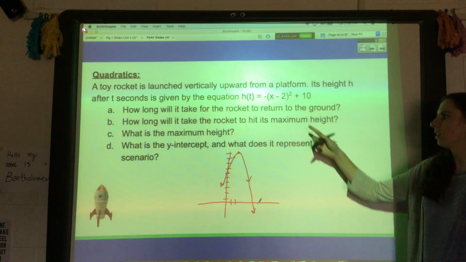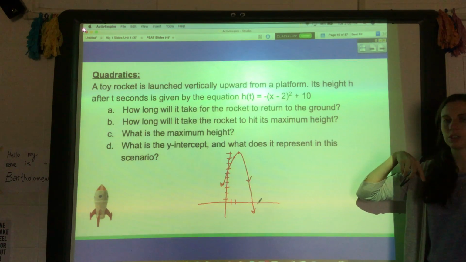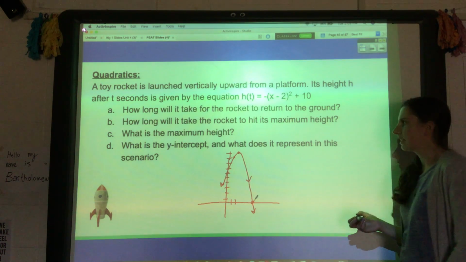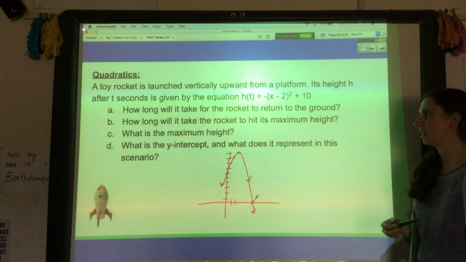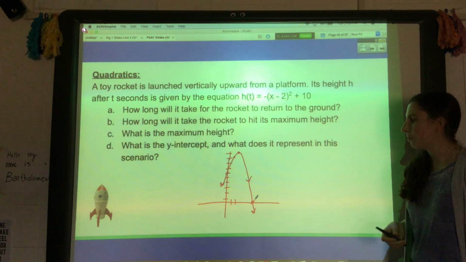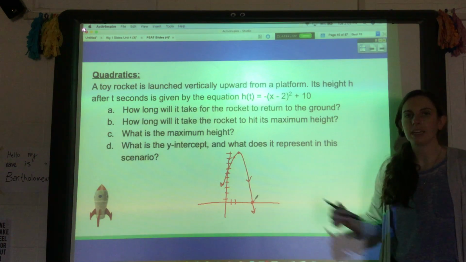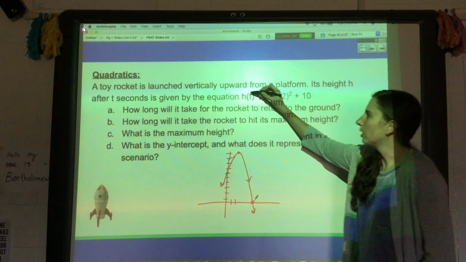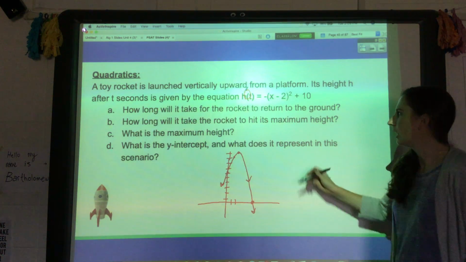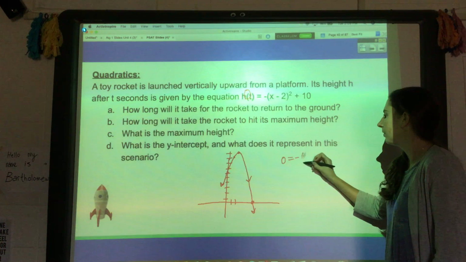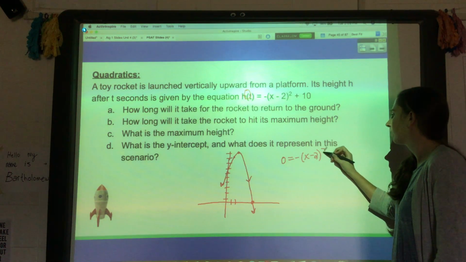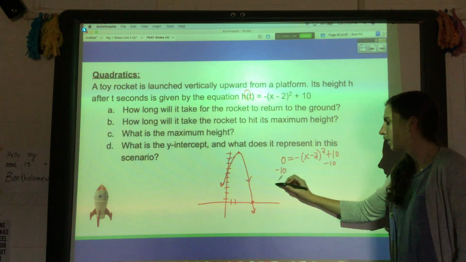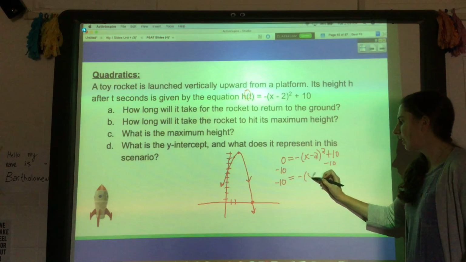The first question is, how long will it take for the rocket to return to the ground? That's going to be right here, where it hits the x-axis. Again, if you have a calculator, that's probably the easiest way to do it. But really I want to see where does y equal 0? And so one way to do this would be substitute a 0 in for y, or h of t, and solve it. So I could subtract 10 from both sides. So negative 10 equals negative (x minus 2) squared.